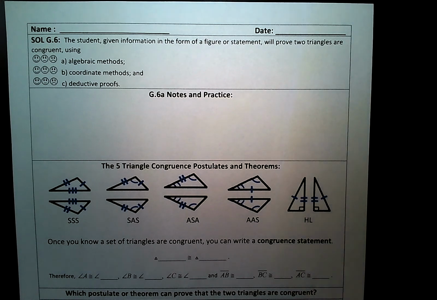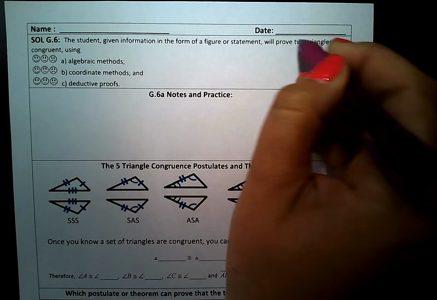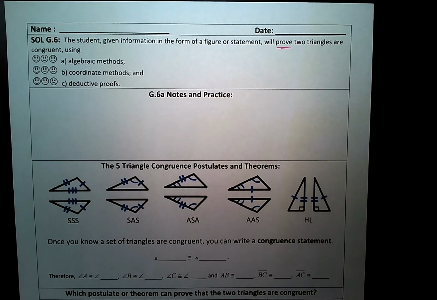And this SOL is all about congruent triangles. G6 is all about congruent triangles, and there are three things that we are required to be able to do. It says the student, given information in the form of a figure or a statement, will prove two triangles are congruent. There's that word that students fear sometimes. We're going to have proofs in this section.